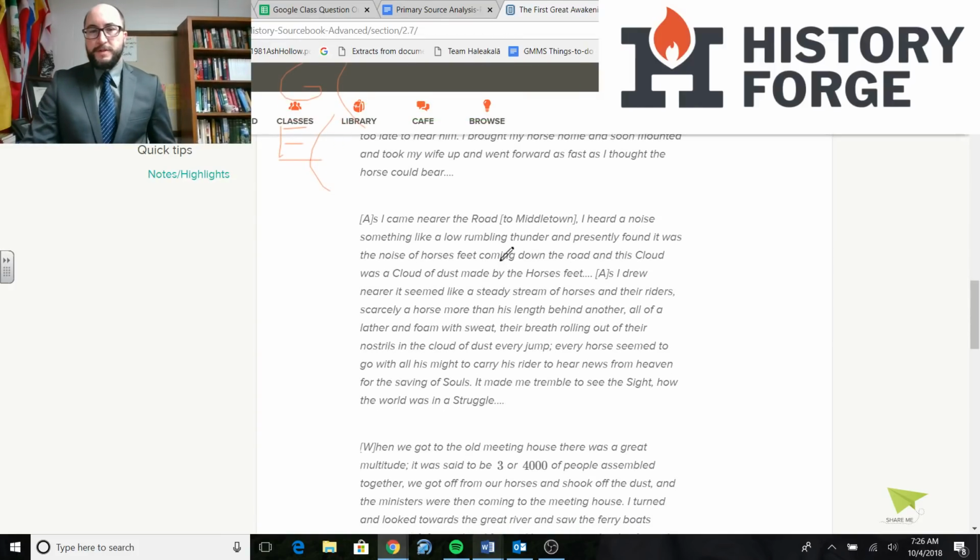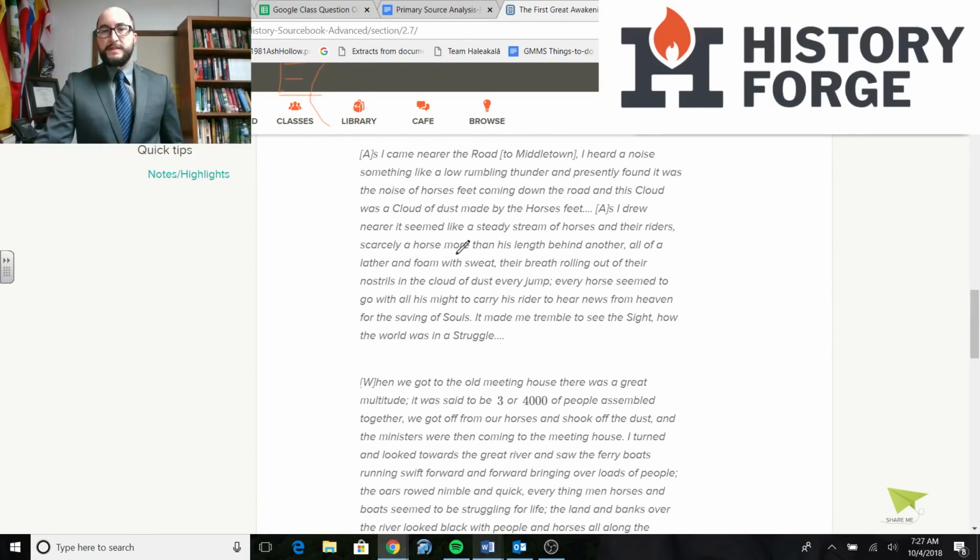As I came near the road to Middletown, I heard a noise, something like a low rumbling thunder, and presently found it was the noise of horses' feet coming down the road, and this cloud was a cloud of dust made by the horses' feet. As I drew near, it seemed like a steady stream of horses and their riders, scarcely a horse more than his length behind another, all of them lathered and foamed with sweat, their breath rolling out of their nostrils in the cloud of dust at every jump.